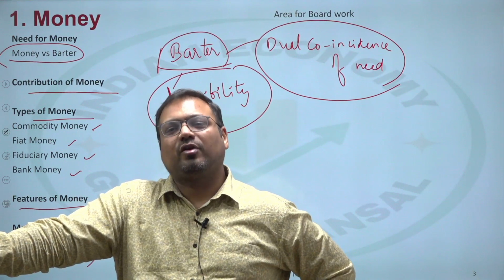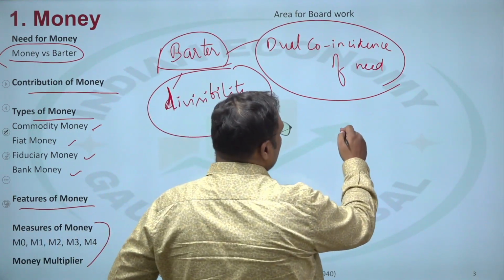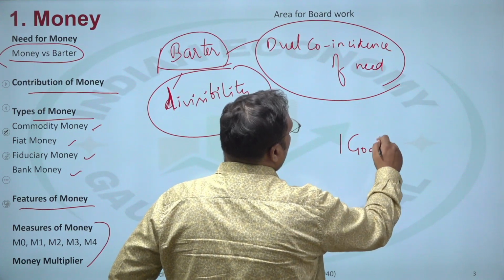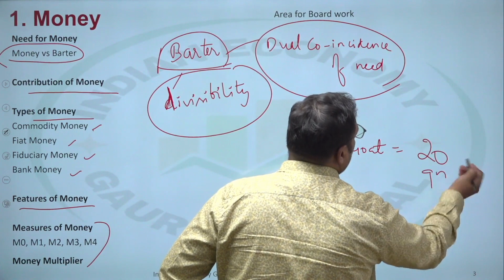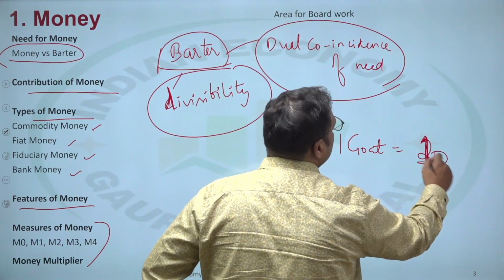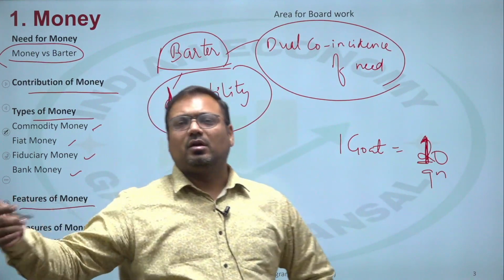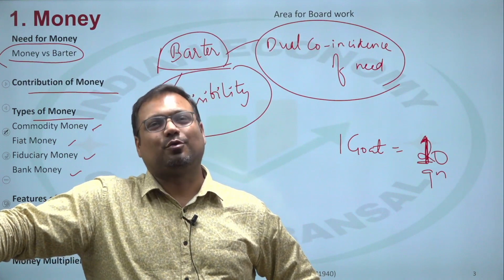I go to a wheat trader. Now the exchange rate that is prevalent in society is 1 goat for 20 quintal of wheat. Okay, or maybe 10 quintal of wheat. Now the wheat seller tells me, sir, I only have 5 quintal. You give me half of your goat.